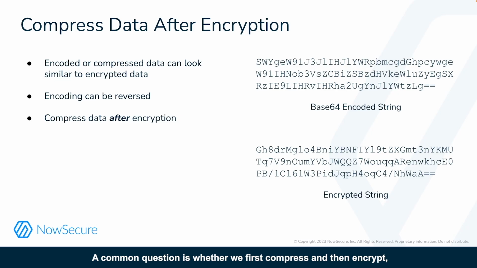A common question is whether we first compress and then encrypt, or first encrypt and then compress the data. Encrypted text does not have a lot of repeating characters. Trying to compress encrypted data will not have a good result since there is not much to compress. Compression removes the repeating characters to make it more concise.